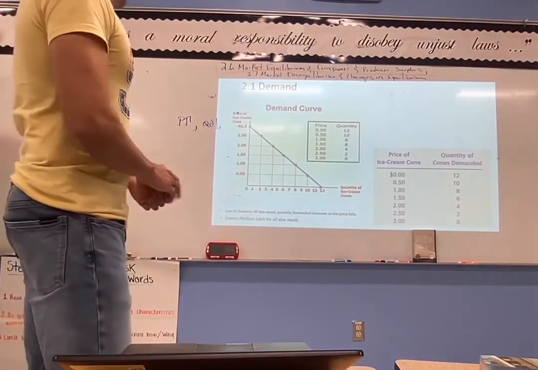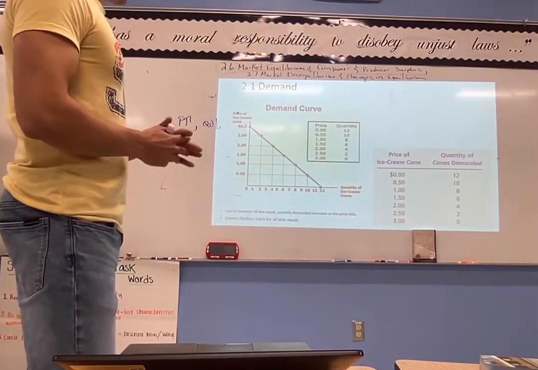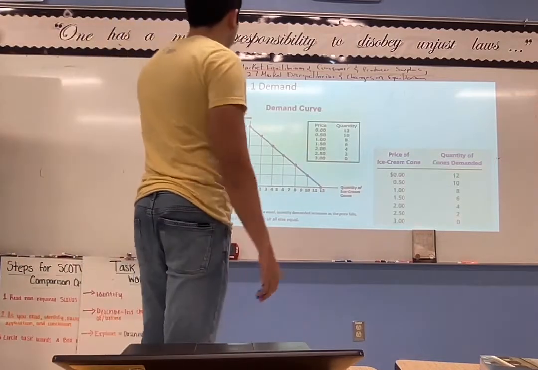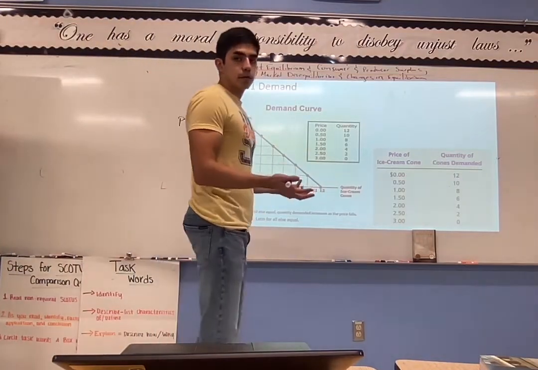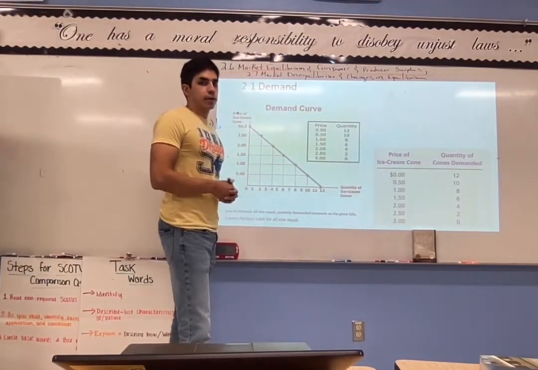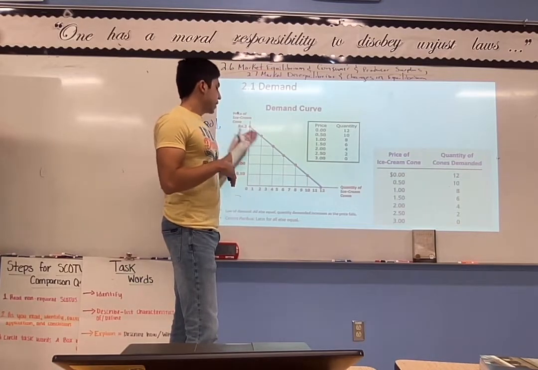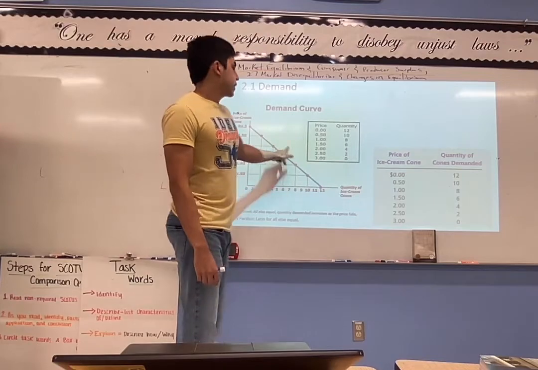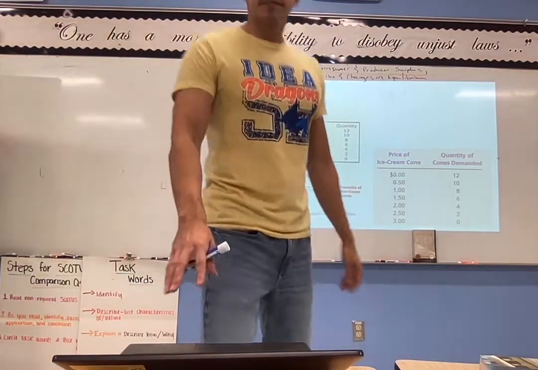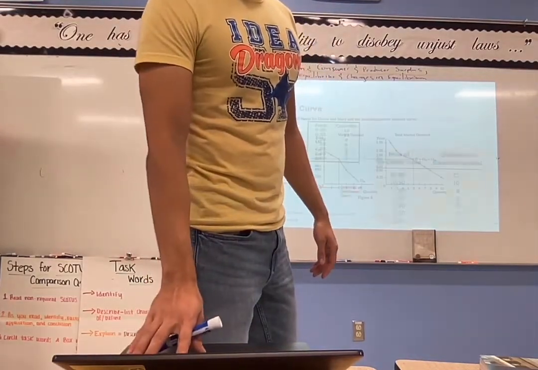Okay? And so we can see right here is a downward sloping demand curve, and we can see that there's what is called an inverse relationship, which is essential and might actually appear on your exam. There's an inverse relationship between price and the quantity demanded, in this case of ice cream cones. Now, it's important to note, why does this happen?